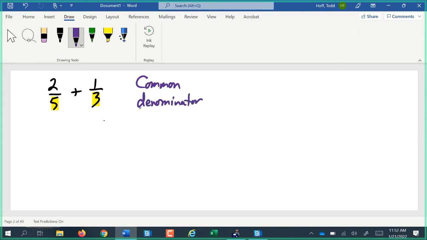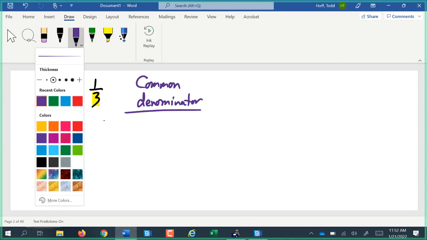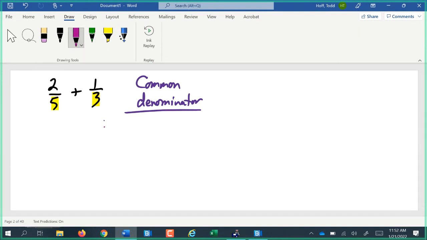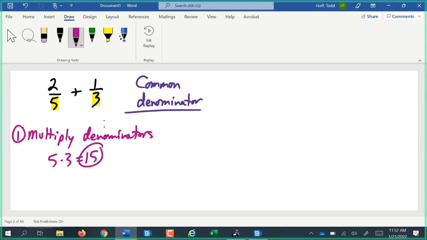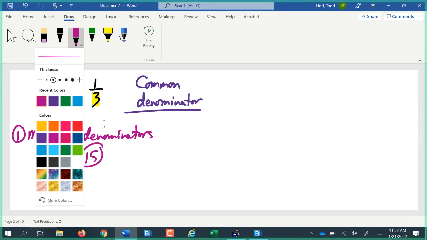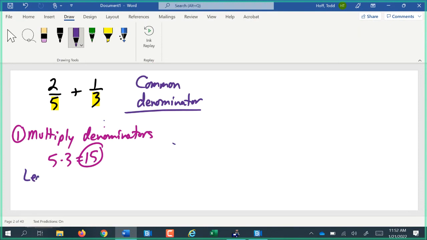Now, there are a lot of methods to find a common denominator. One of them is to just multiply the denominators. This will always give you a common denominator. Here, 5 times 3 is 15. That would be a common denominator for those two fractions, but it won't always give us something called the least common denominator.